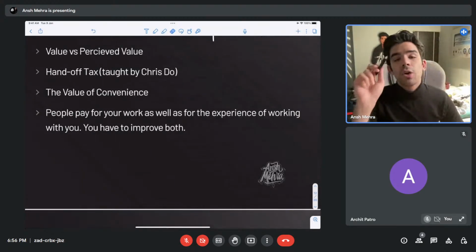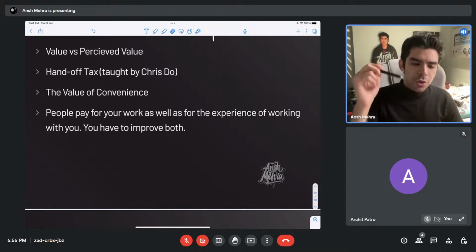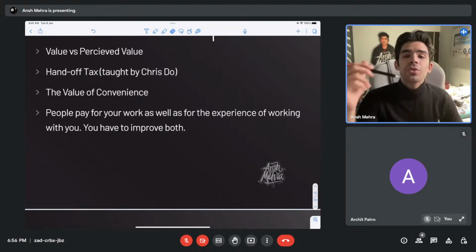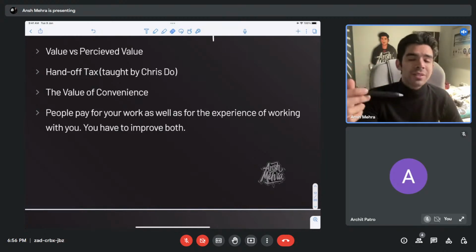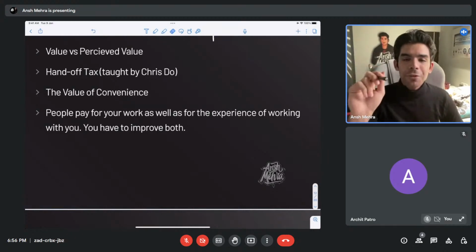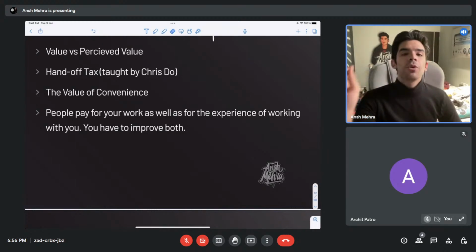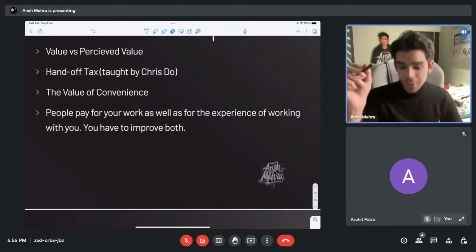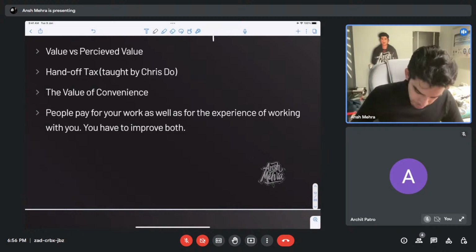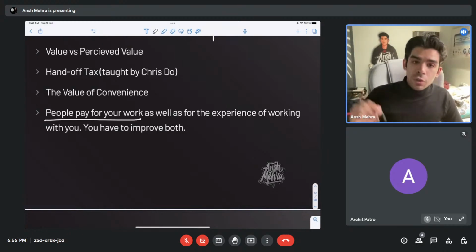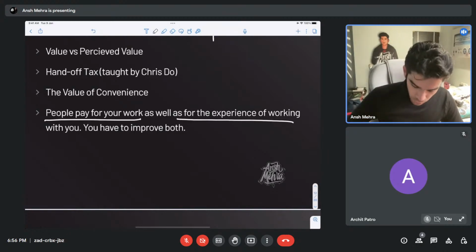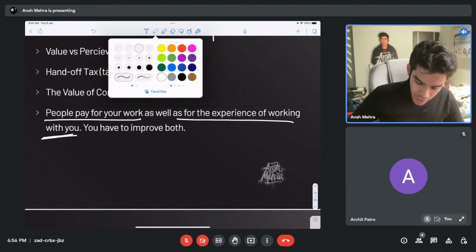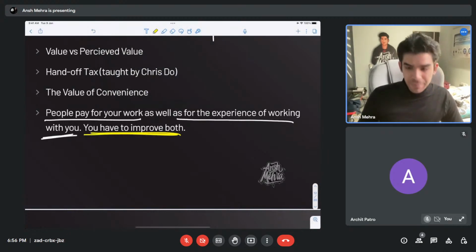When it comes to being a good professional designer, not just a designer, but any professional, you don't just have to work on your skill, but you also need to work on yourself as a person. Teaching skills is very easy, but teaching someone how to behave is very difficult. You have to balance your time in improving both your behavior, personality, and your skill sets. Because people pay for your work, but they also pay for the experience of working with you. You have to improve both.